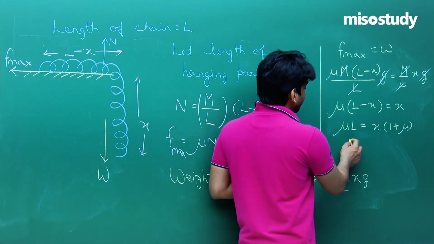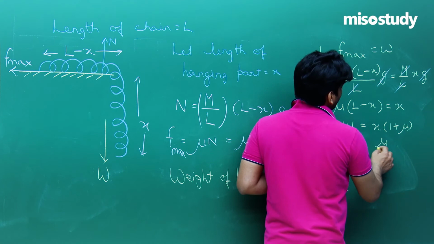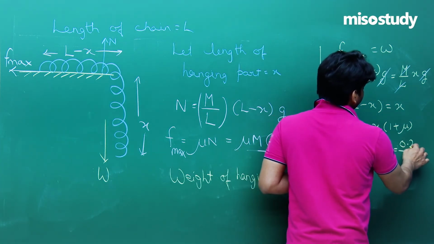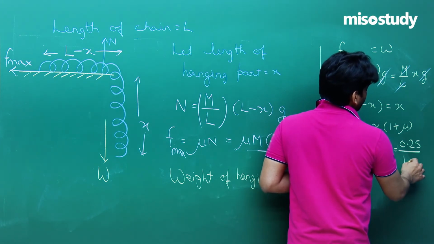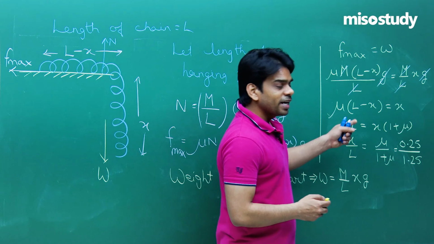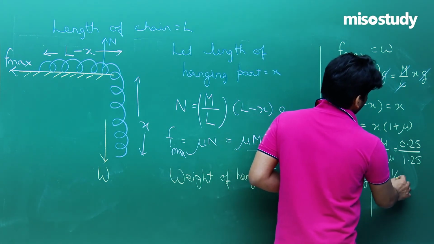Now put up the values. We'll be getting x by L. X by L will be equal to mu upon 1 plus mu. Mu is 0.25, 1 plus mu will come out to be 1.25. Quite obvious, you can get from here 1 by 5. This will come out to be 1 by 5.